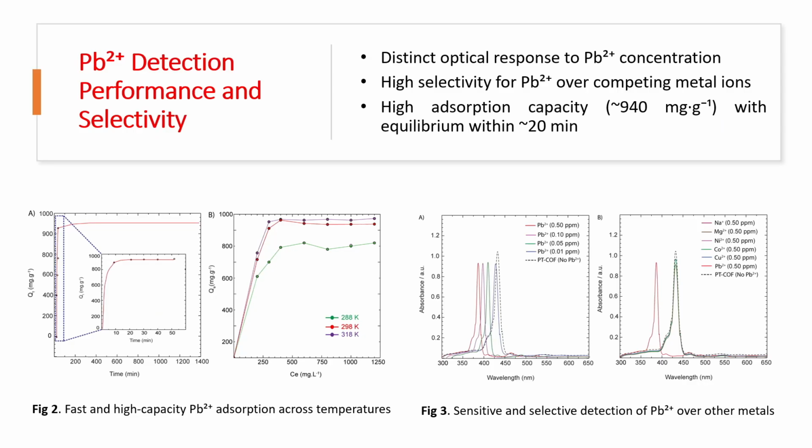Not only that, but the BT-COF also shows good selectivity for lead over the other metals, and also high sensitivity, where a concentration of only 0.01 ppm of lead can cause a shift and change in the color. Also, the BT-COF shows high adsorption capacity for lead, around 940 milligram per gram within 20 minutes.